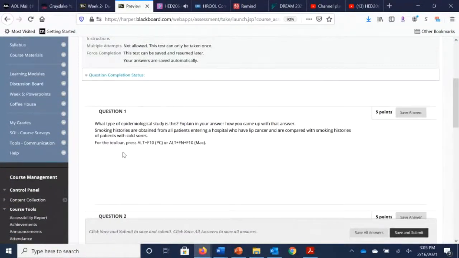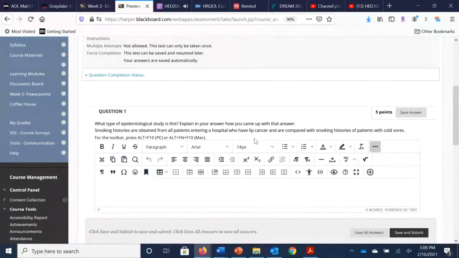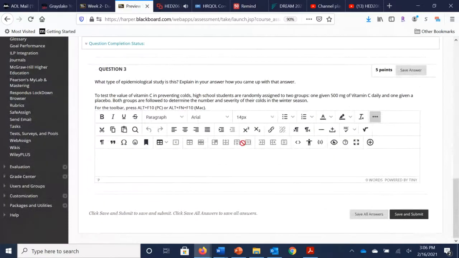But what you're going to do is read the question. So this question is, what type of epidemiological study is this? Smoking histories are obtained from all patients entering a hospital who have lip cancer and are compared with smoking histories of patients with cold sores. And so you would think about the different studies that you have read about, put your answer here, do that for all of the questions, and then save and submit, and there are only 3 questions.